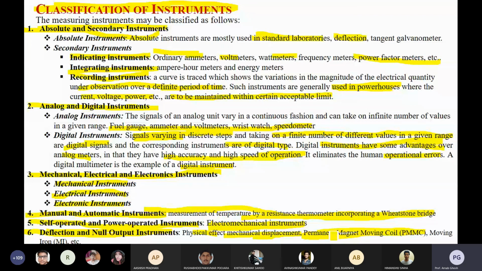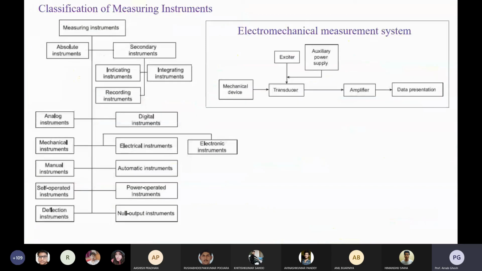So that portion I have discussed today, and the next portion I will discuss in my next class. In the next class that chapter module will be completed, the first module I think. If you have any doubts you can ask me. In my next class one discussion session will be there, so all of you be ready for that. If you have any doubt related to this chapter you can ask me.